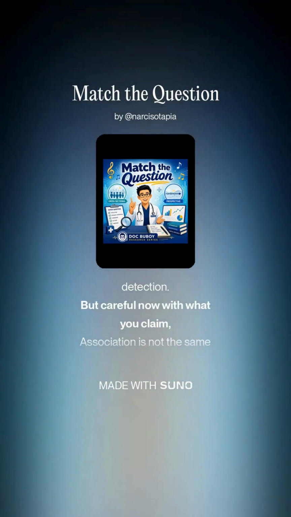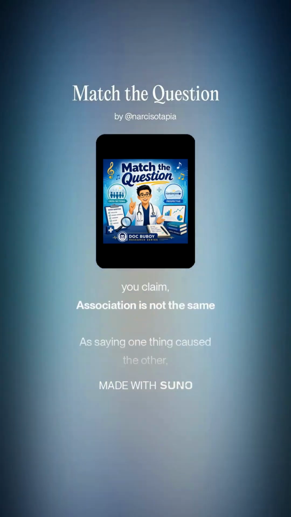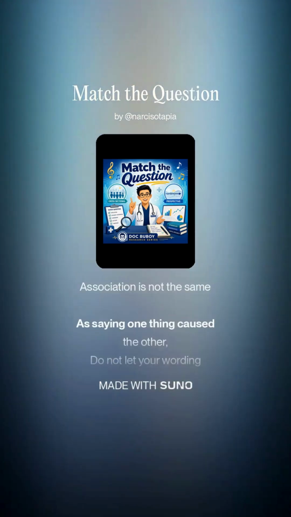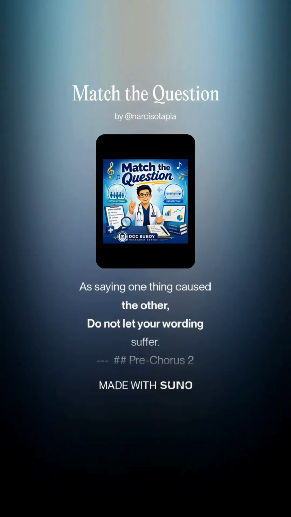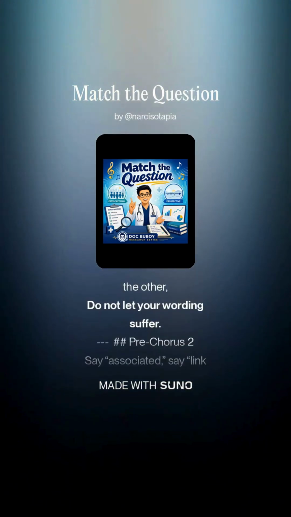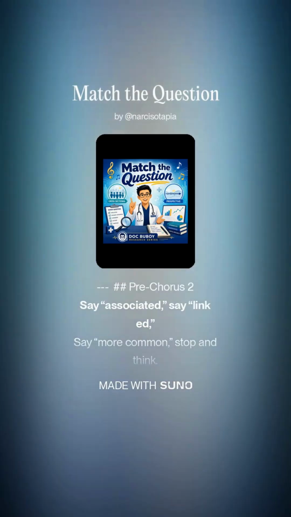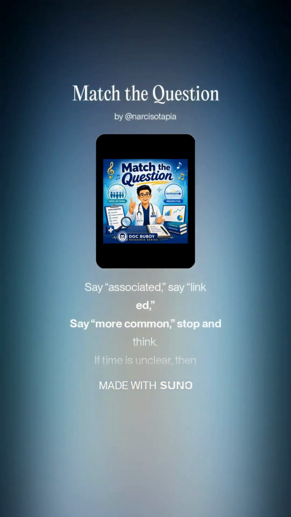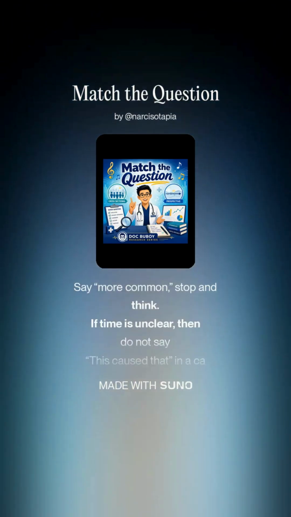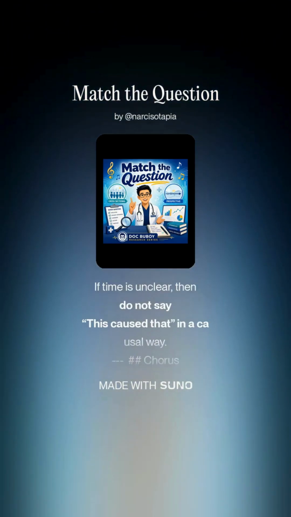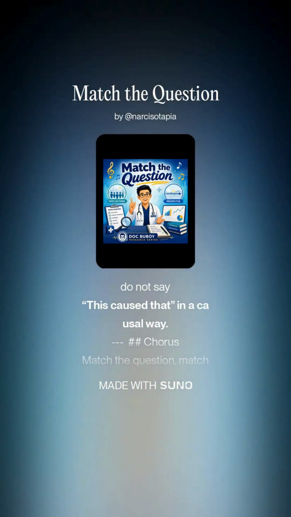But careful now with what you claim. Association is not the same as saying one thing caused the other. Do not let your wording suffer. Say associated, say linked, say more common. Stop and think. If time is unclear, then do not say this caused that in a causal way.